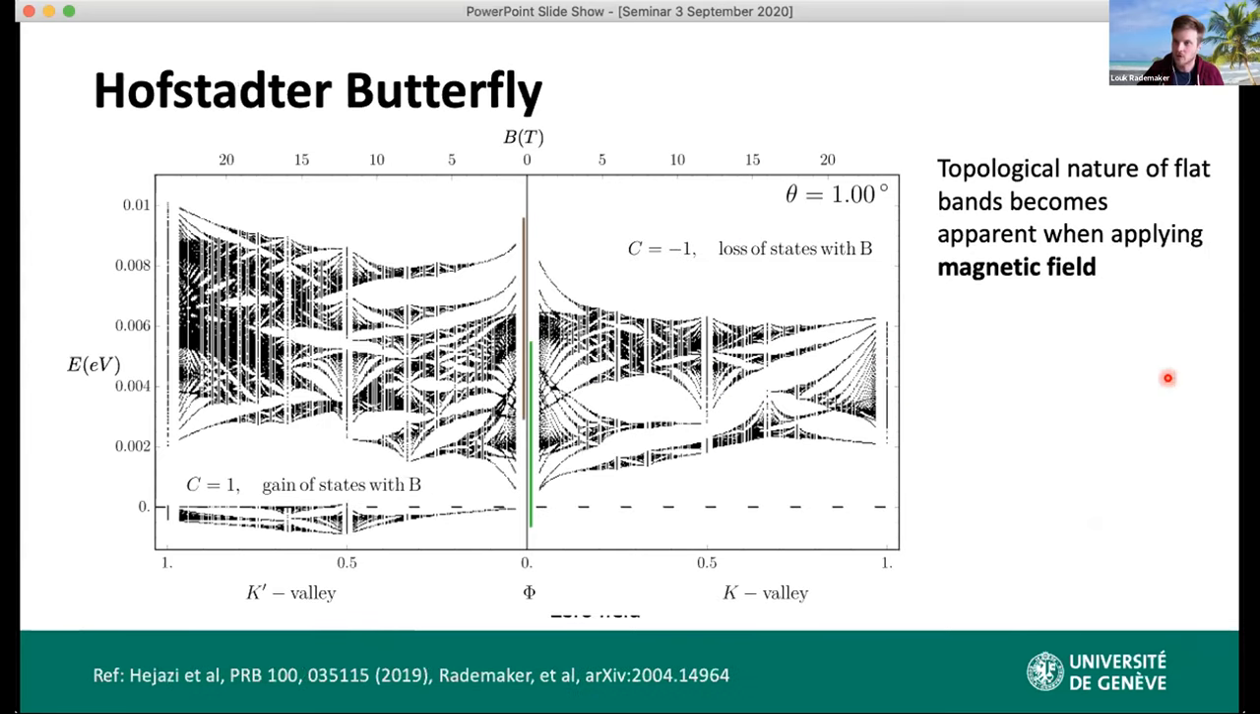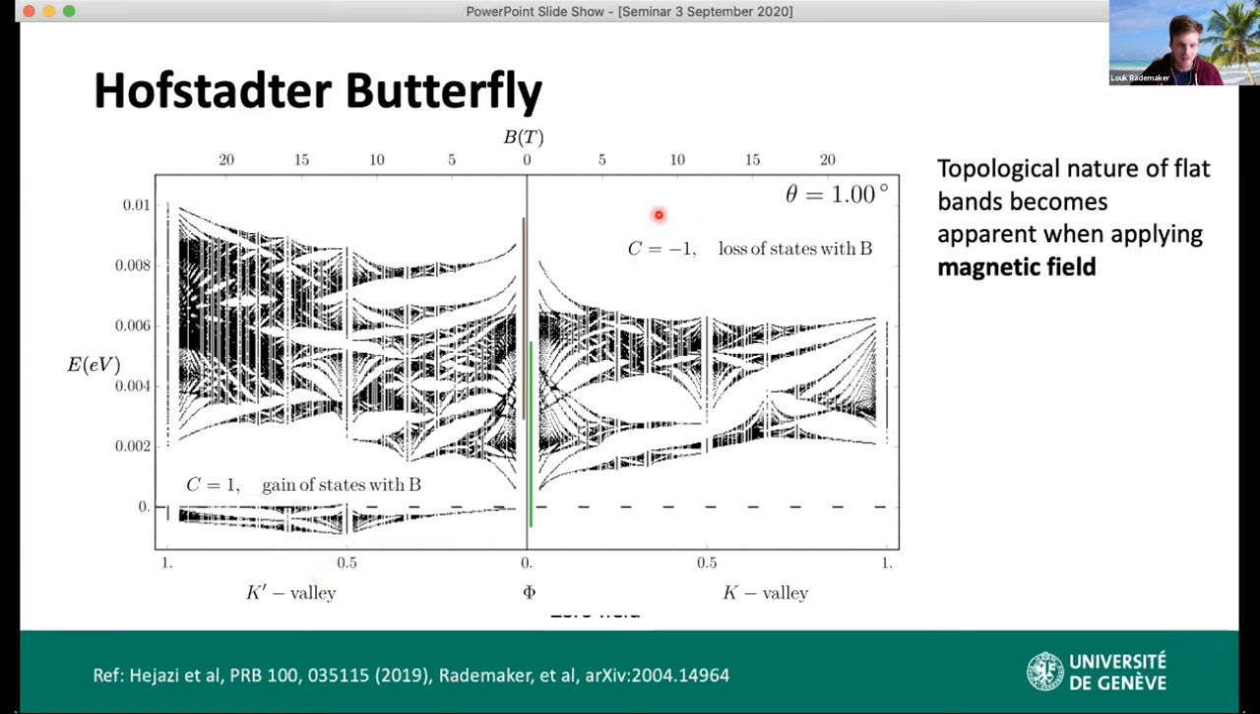Like before, one of the things we look at when you have topological band structures is what it looks like when you apply a magnetic field. Because following the Streda formula, if you have a negative Chern number, applying a magnetic field reduces the number of states in those bands. And this is exactly what you see. This is the Hofstadter butterfly to the right for positive field, to the left for negative field, or the other way around if you switch the valleys.